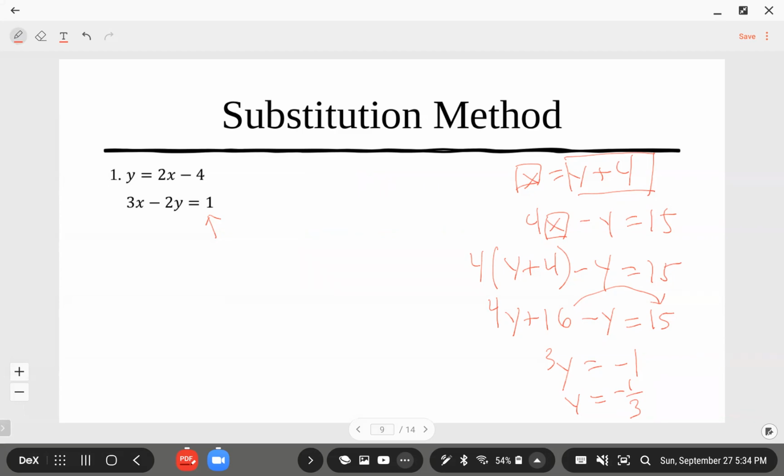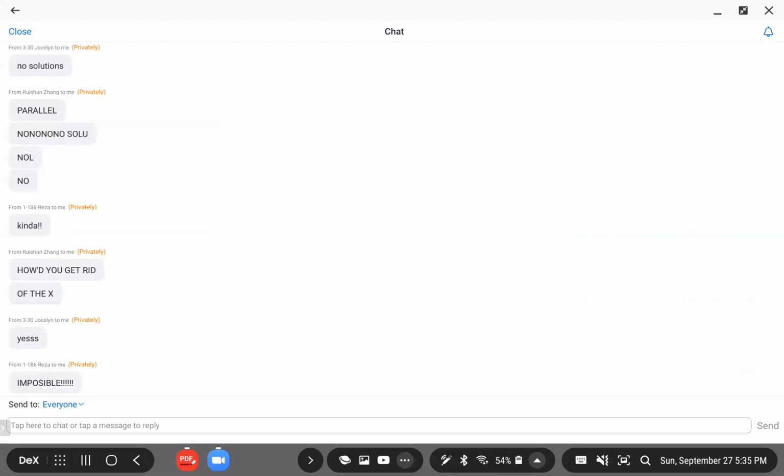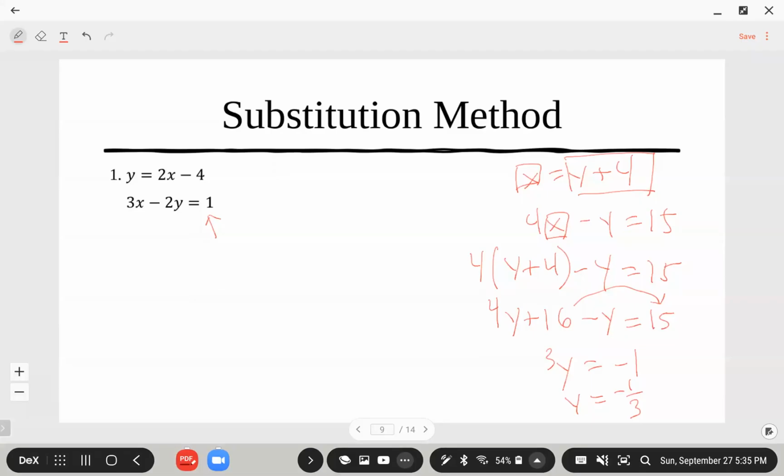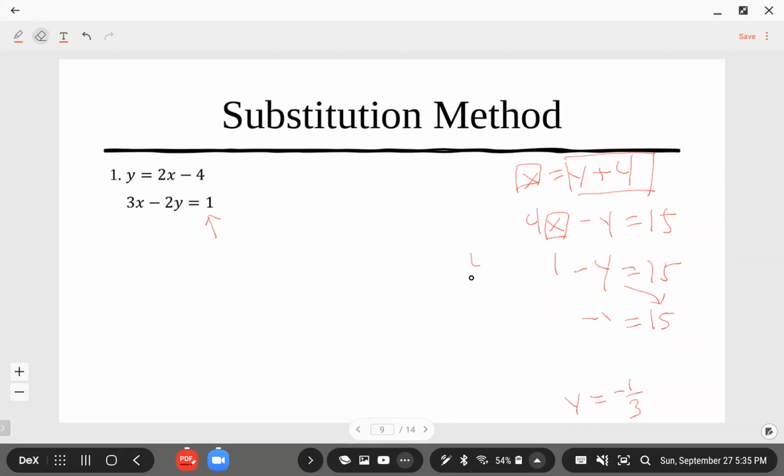Since x equals y plus 4, we can substitute y plus 4 in as x and get rid of the x. And then we only have an equation with one variable. Okay. Very good. And then after we get y, we have to plug in y. Now we know what y is, we can plug in y.